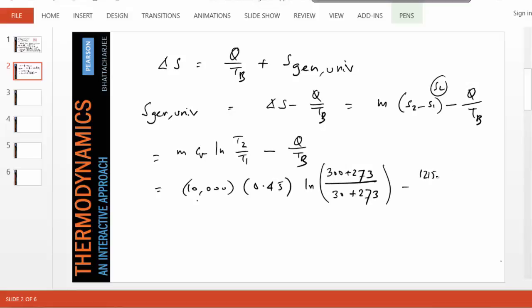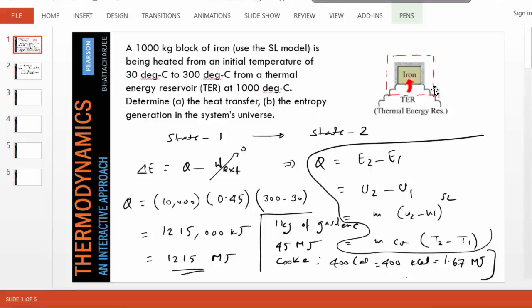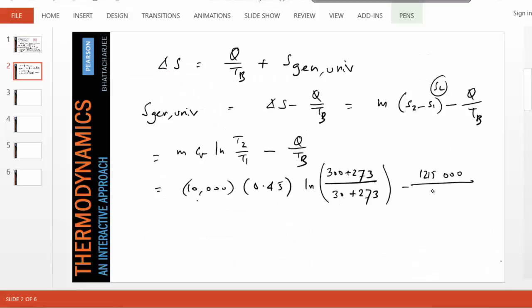Q is 1,215,000 divided by the boundary temperature. What is the boundary temperature we should be using? Look, the boundary passes through the reservoir, which is at a temperature of 1000 degrees Celsius. So if we calculate this number, it turns out to be about 1912 kilojoule per Kelvin. So there we have it. We have solved the problem theoretically.